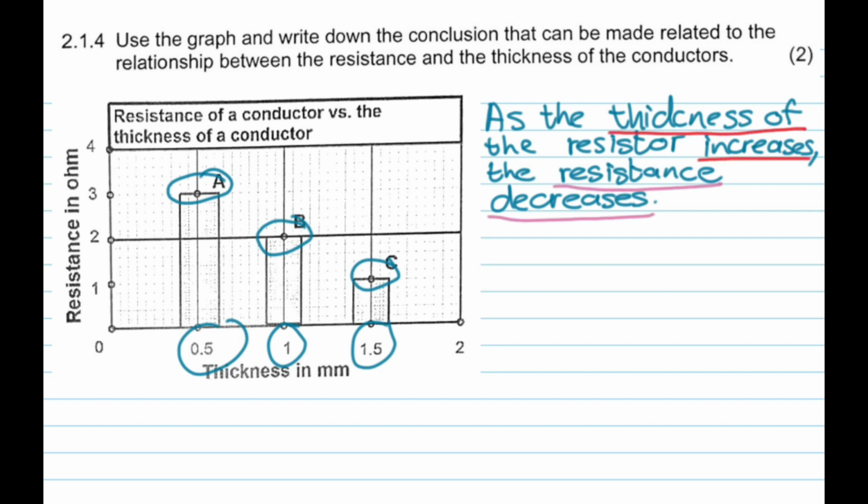And thickness of the resistor and the resistance are the 2 variables, but you're giving a relationship between the 2. So you're saying increase, decrease, or stay the same. But you have to read this from the graph. Remember, this is not a hypothesis, it's not a prediction. You actually have to get it from the data that was supplied to you.